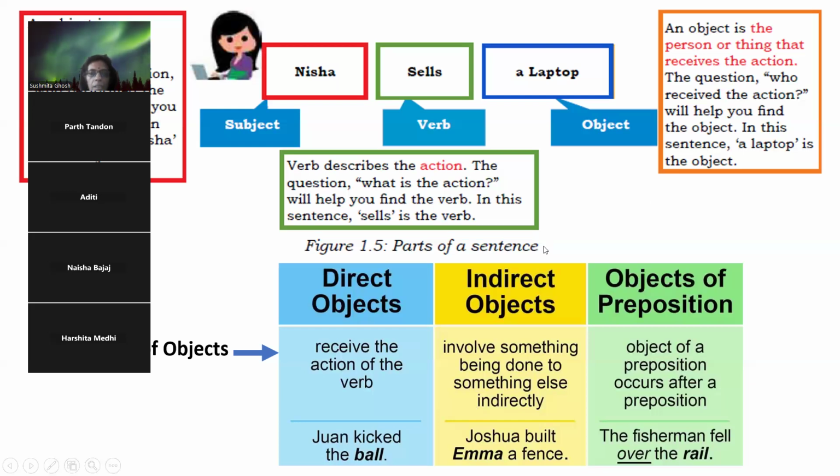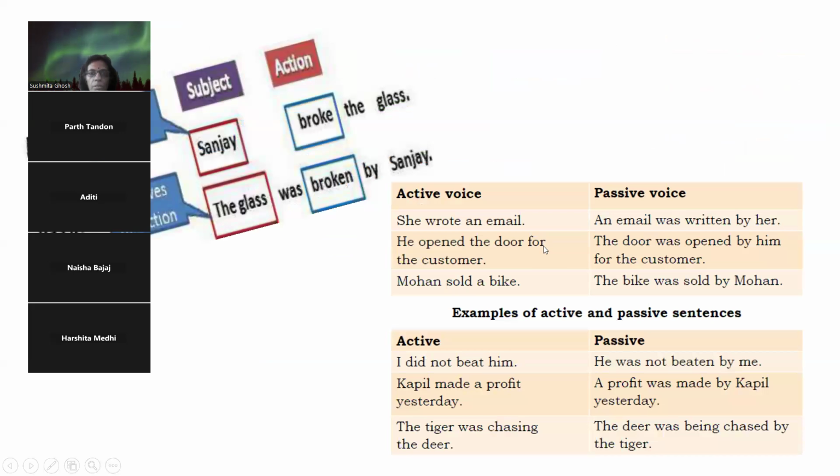Right? Here we come down to your active and passive voices again. Certain examples, she wrote an email, an email was written by her. इस तरह के conversions do come in the exam. Mohan sold a bike. The bike was sold by Mohan. ठीक है. I hope you all are aware of it.